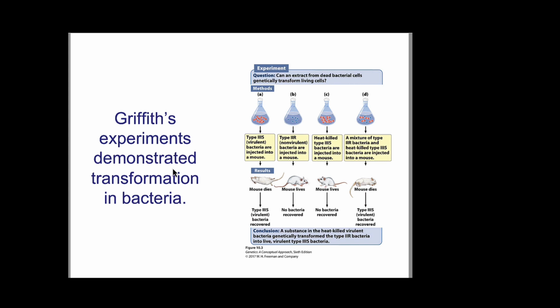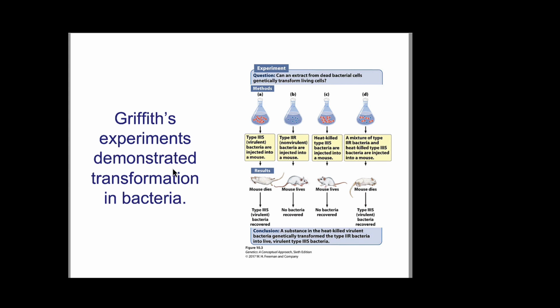So what they found was they injected the bacteria into the mouse, and the mouse died. When they injected the 3S, the S strain of bacteria, the mouse died, and they were able to recover the virulent strain in the mouse. When they injected the rough strain, the 2R strain, the non-virulent strain, the mouse lived, and they were not able to recover any bacteria.